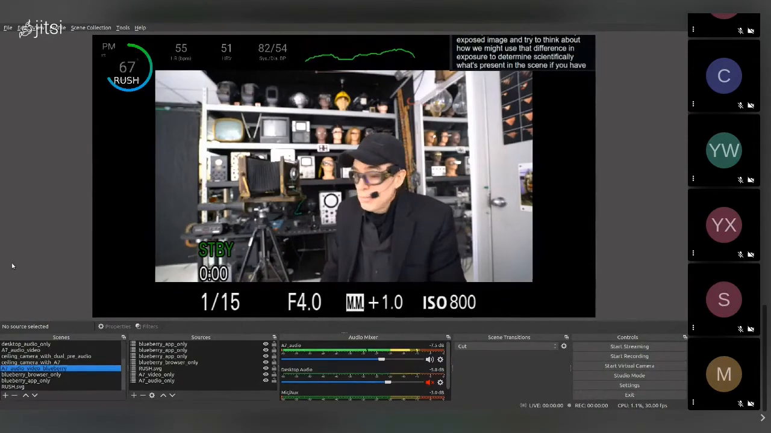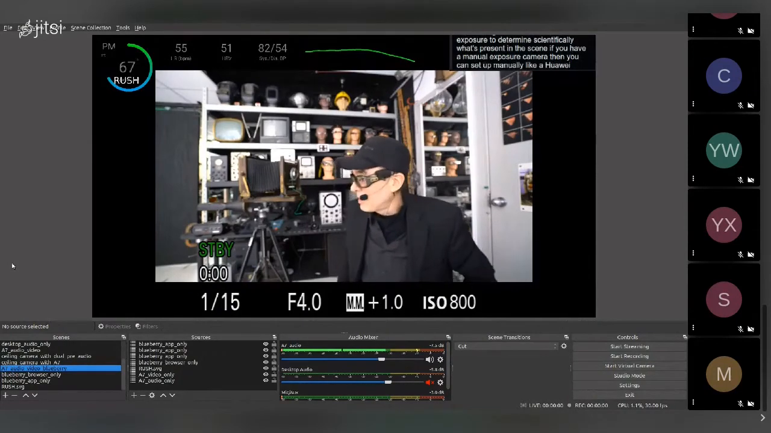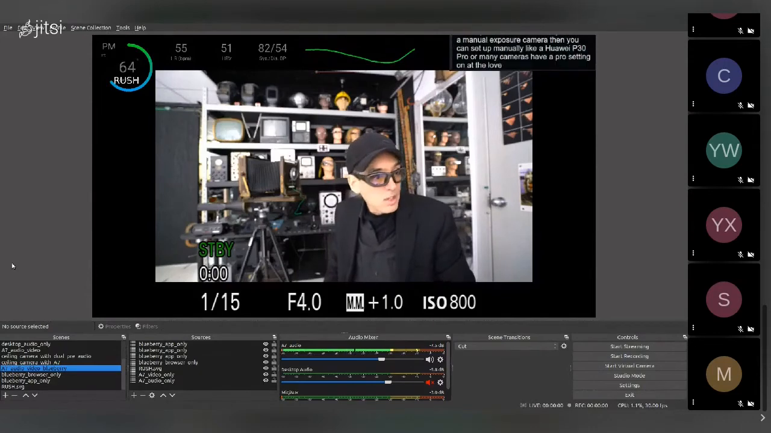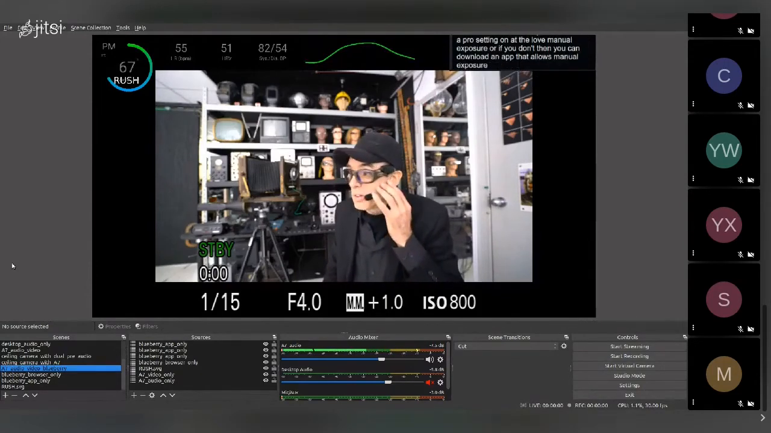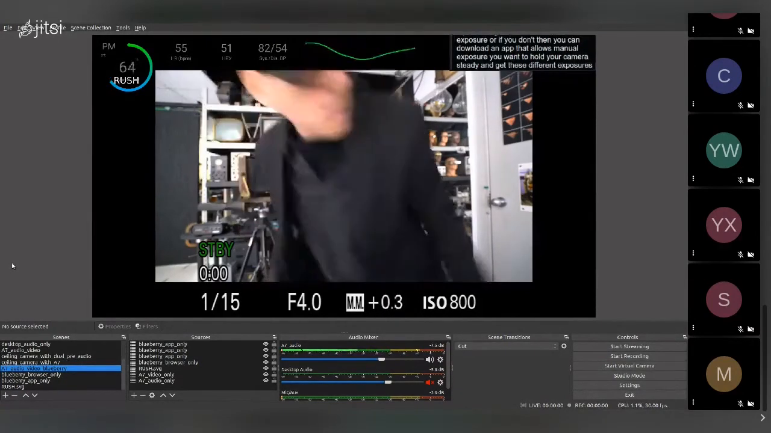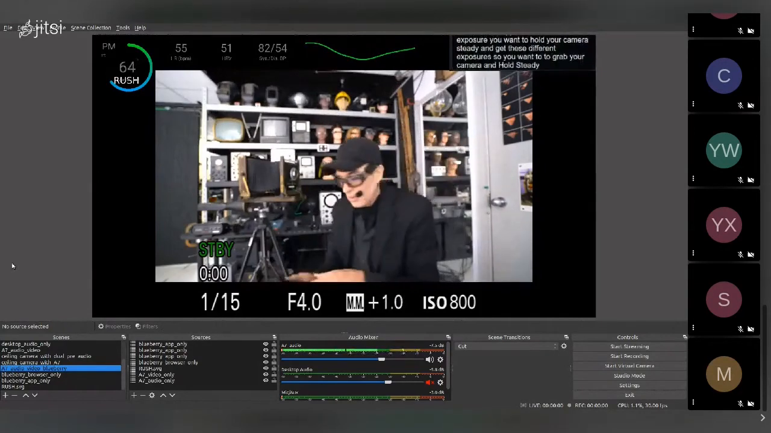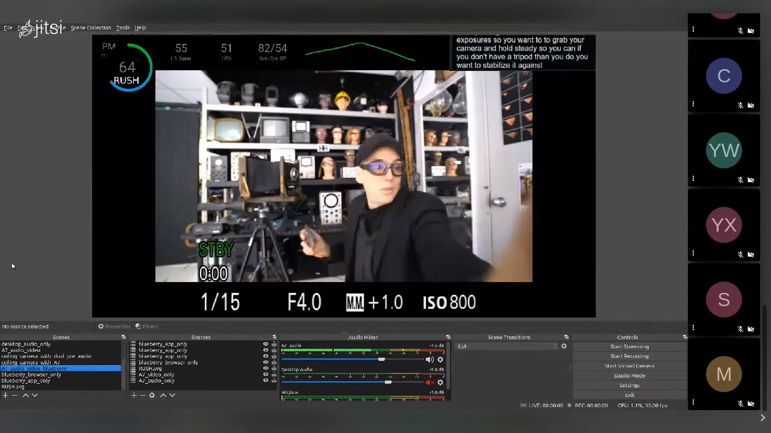If you have a manual exposure camera, then you can set it manually, like a Huawei P30 Pro, or many cameras have a pro setting that allows manual exposure. Or if you don't, then you can download an app that allows manual exposure. You want to hold your camera steady and get these different exposures. If you don't have a tripod, you want to stabilize it against something.